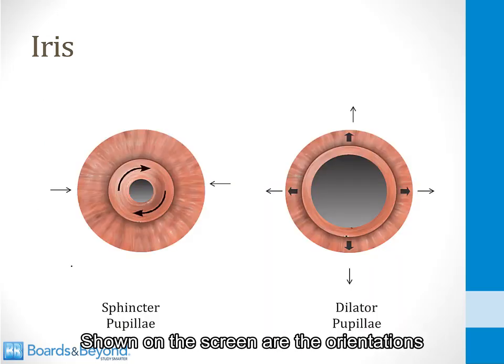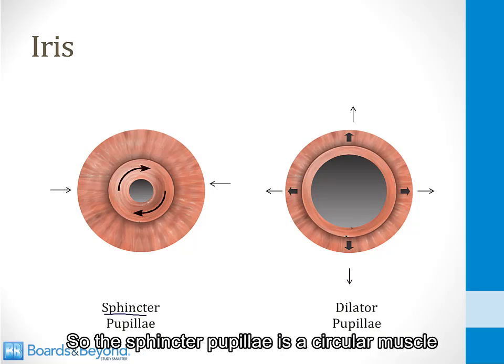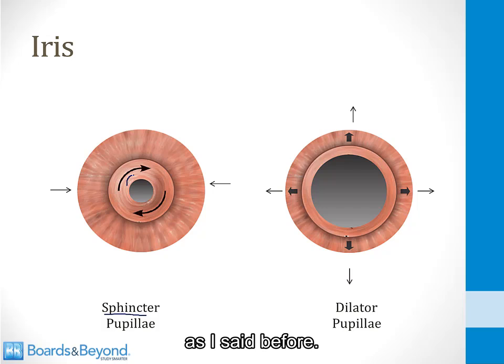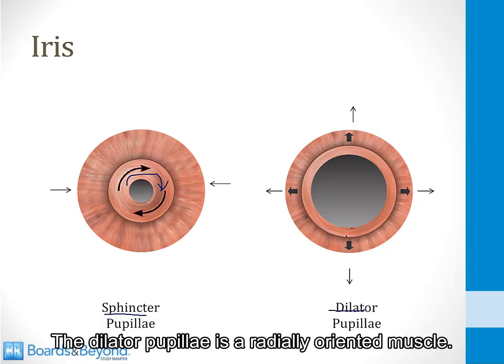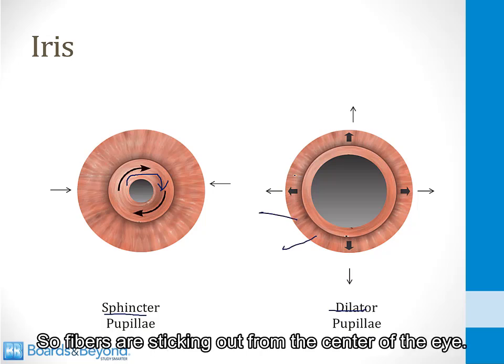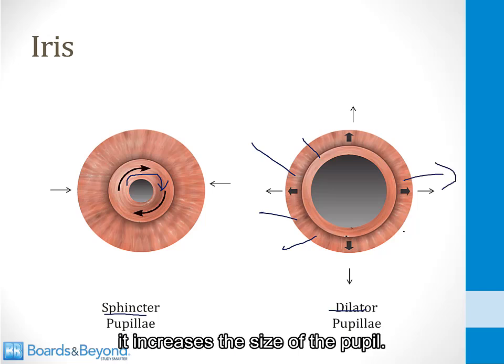Shown on the screen are the orientations of the sphincter and dilator muscles of the iris. So the sphincter pupillae is a circular muscle, as I said before, and when it contracts, it decreases the size of the pupil. The dilator pupillae is a radially oriented muscle, so fibers are sticking out from the center of the eye, and when the dilator pupillae contracts, it increases the size of the pupil.